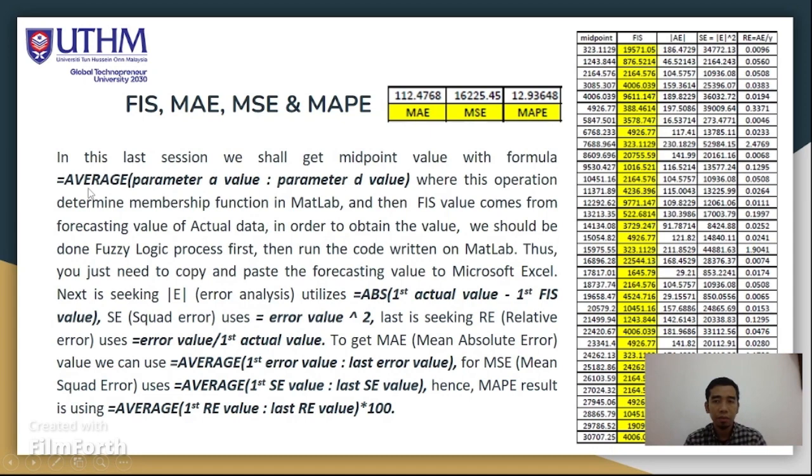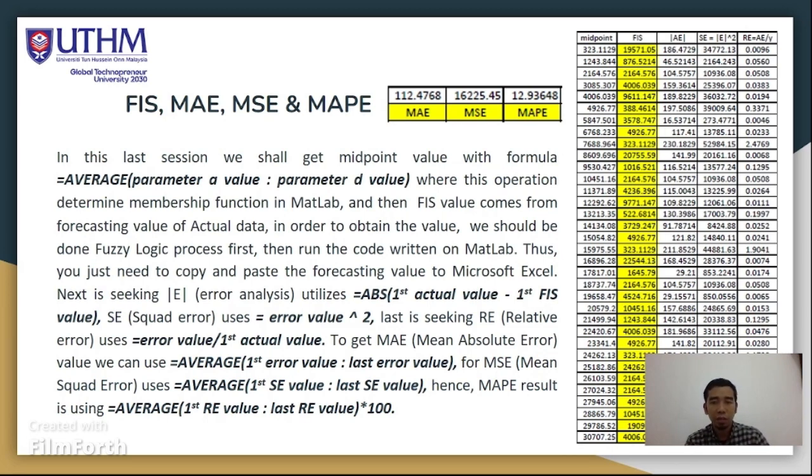Last, after we have done our process in MATLAB, what we are looking for is MAE, MSE, and MAPE. The last is analysis to get the midpoint value with a formula. This is the formula for us: parameter A value, parameter B value, where these operations determine the membership function in MATLAB. And then this value comes from the forecasting value of the actual data. In order to obtain the value, the fuzzy logic process should be done first, as I mentioned earlier.